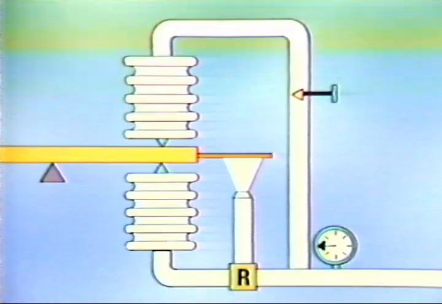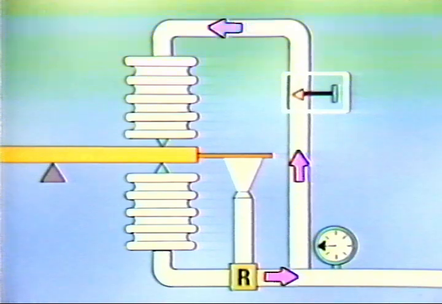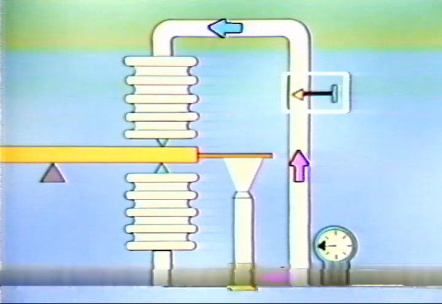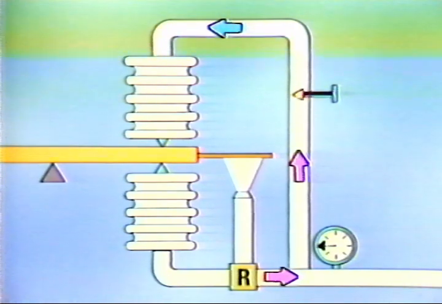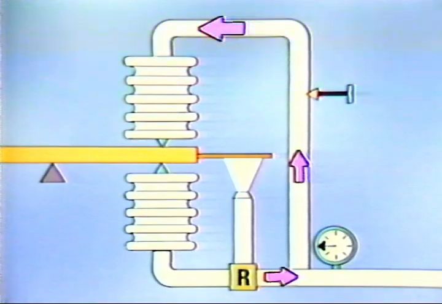The reset adjustment for the controller in this illustration is the variable restriction. It regulates how much output bleeds into the reset bellows. This determines the amount of reset action that the controller will provide. Opening up the restriction increases the amount of pressure that is allowed to bleed into the reset bellows. In this case, the controller would provide more reset action because the force of the reset bellows would tend to hold the flapper closer to the nozzle.